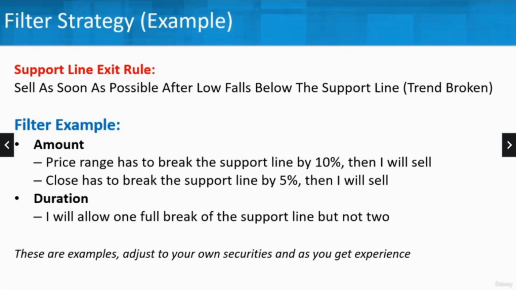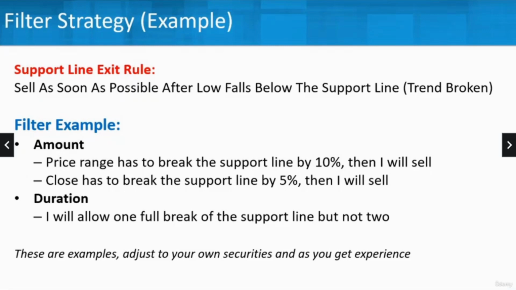Or I might say not only the range, I might say, well, the actual final close has to break the support line, and not only break the support line, but it needs to do it by, let's say, 5%, then I will sell. By the way, these numbers, 10%, 5%, those are not etched in stone. You can use your own numbers, and you'll want to, as you learn your securities or maybe the universe of securities you're trading, you might make those numbers lower or higher, depending on your risk level and how much profit you want to book.